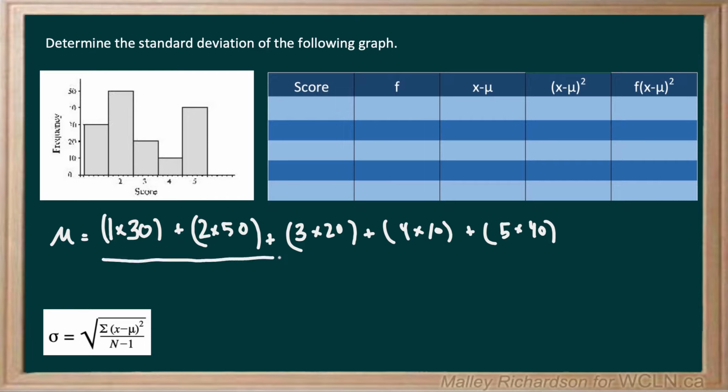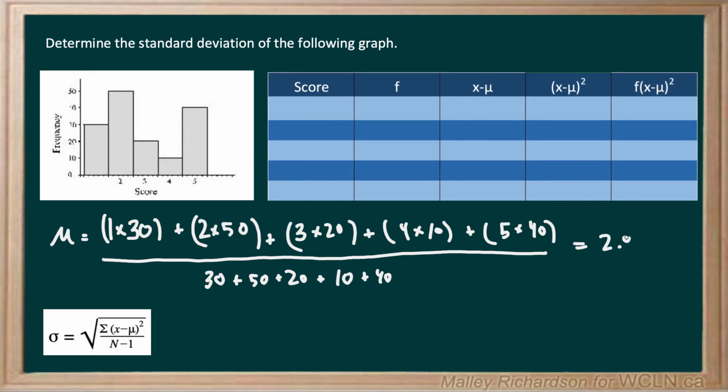And this sum is divided by the total number of values. The total number of values is all the frequencies added up. So we have 30 plus 50 plus 20 plus 10 plus 40. And if you solve this in your calculator, you get a mean of 2.87. So at the top here, we'll write our mean is 2.87.